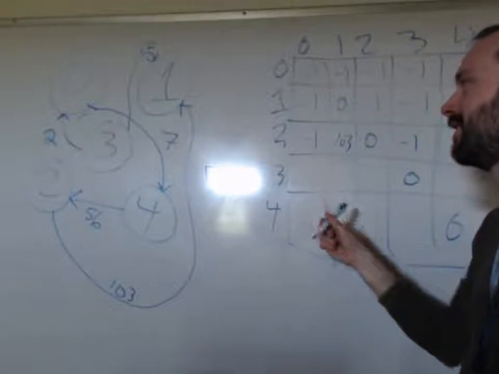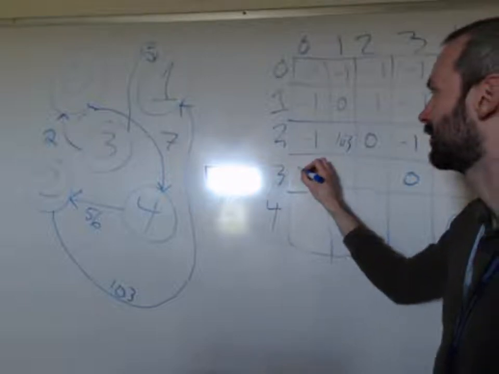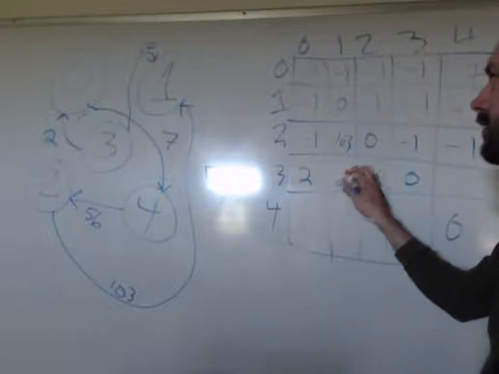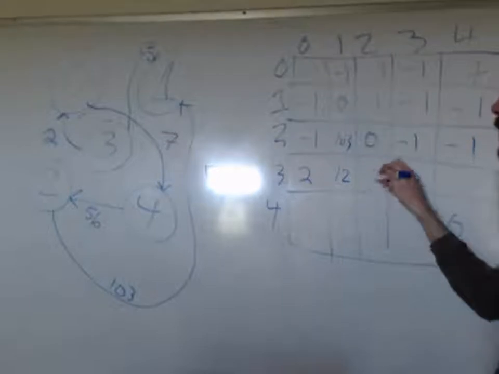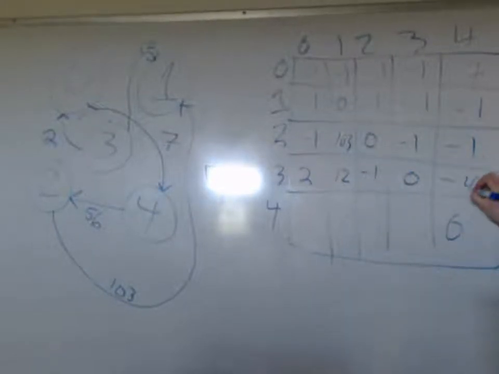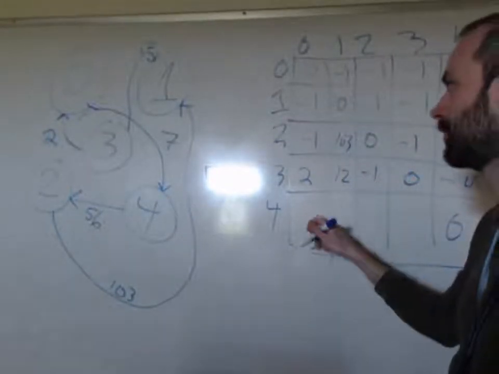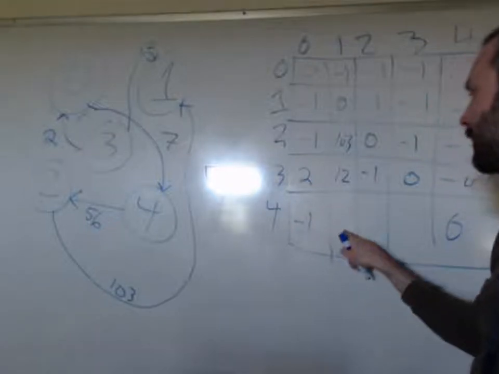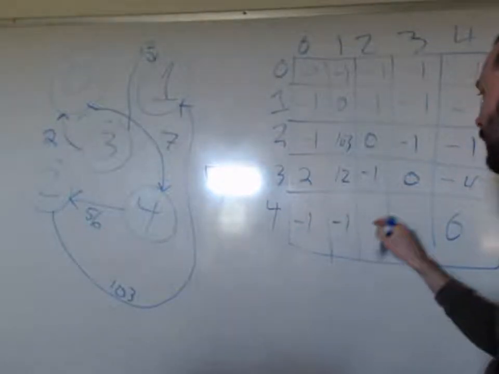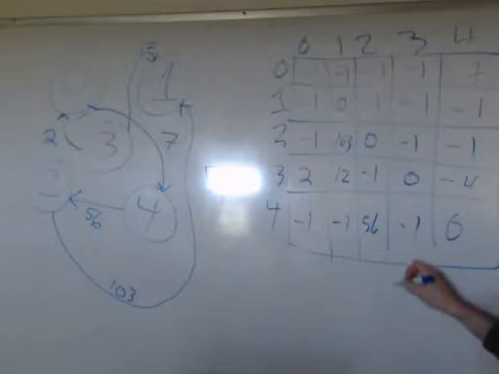How about 3 to 0? It's 2. All right. How about 3 to 1? 12. 3 to 2, -1. 3 to 4, -1. How about 4 to 0? -1. 4 to 1, -1. 4 to 2, 56. 4 to 3, -1. All right.